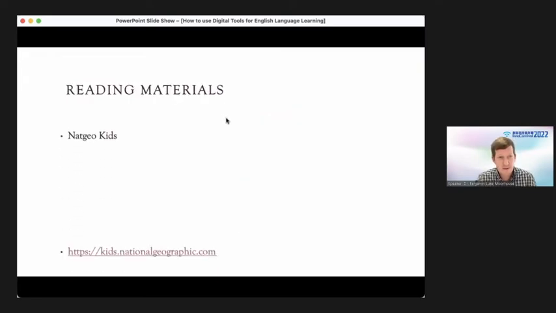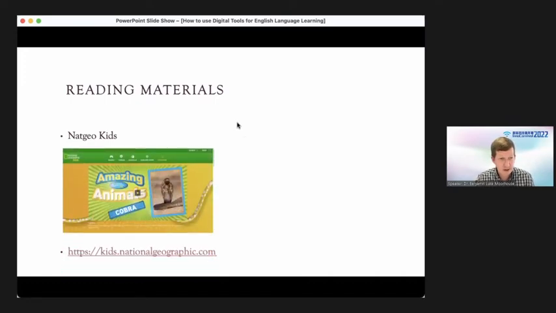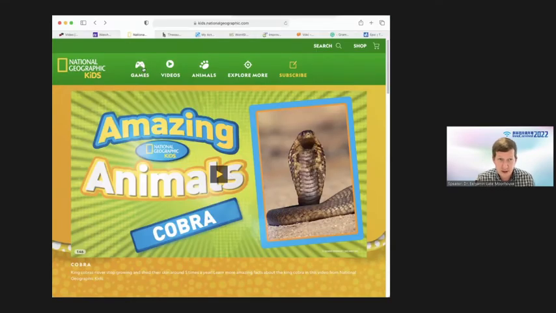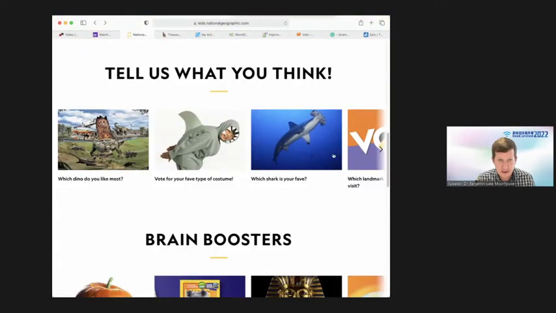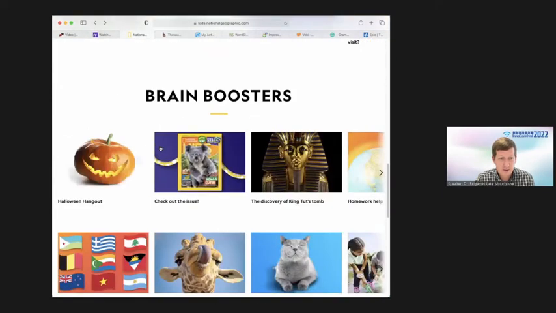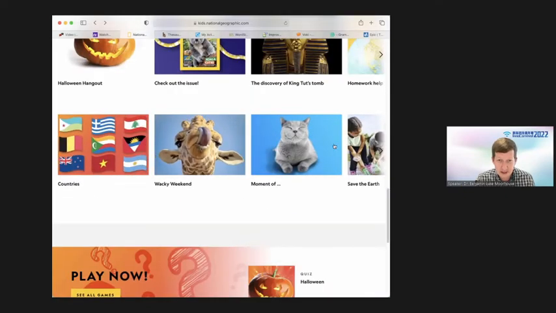We can also find lots of reading materials online, okay? And some of these will be very familiar to you maybe, but some of them may be not so familiar. So one that I like a lot is Nat Geo Kids, because Nat Geo Kids has lots of reading materials that are designed for children, okay? So they also have videos as well, they also have games, but if we scroll down, we can find lots of information about different things.